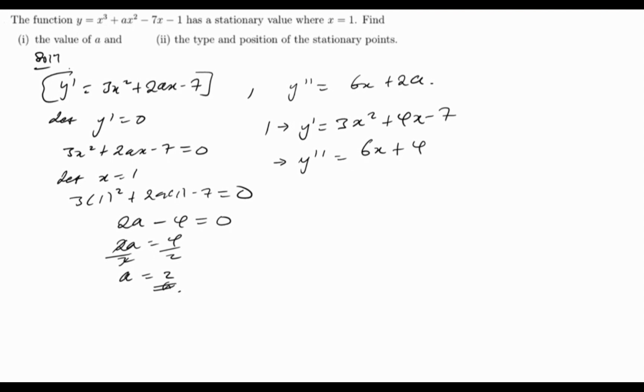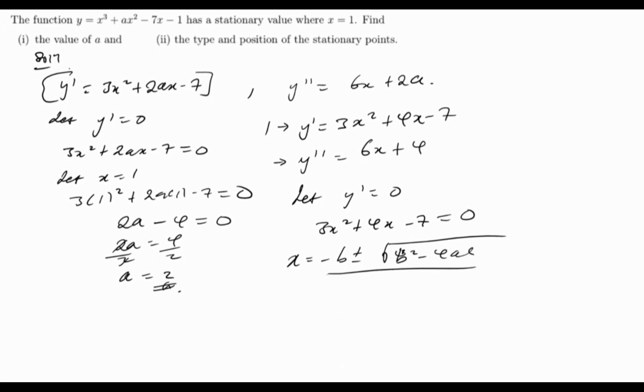Okay, so once you do that, you need to find the stationary points of this particular function. To find stationary points, we need to set the first derivative equal to 0. So I'll let y prime equal to 0, and I have 3x squared plus 4x minus 7 equal to 0. I can't really use the sum and product here, so we're going to use the quadratic formula. x is equal to minus b plus or minus root of b squared minus 4ac over 2a. Let's fast forward a bit.